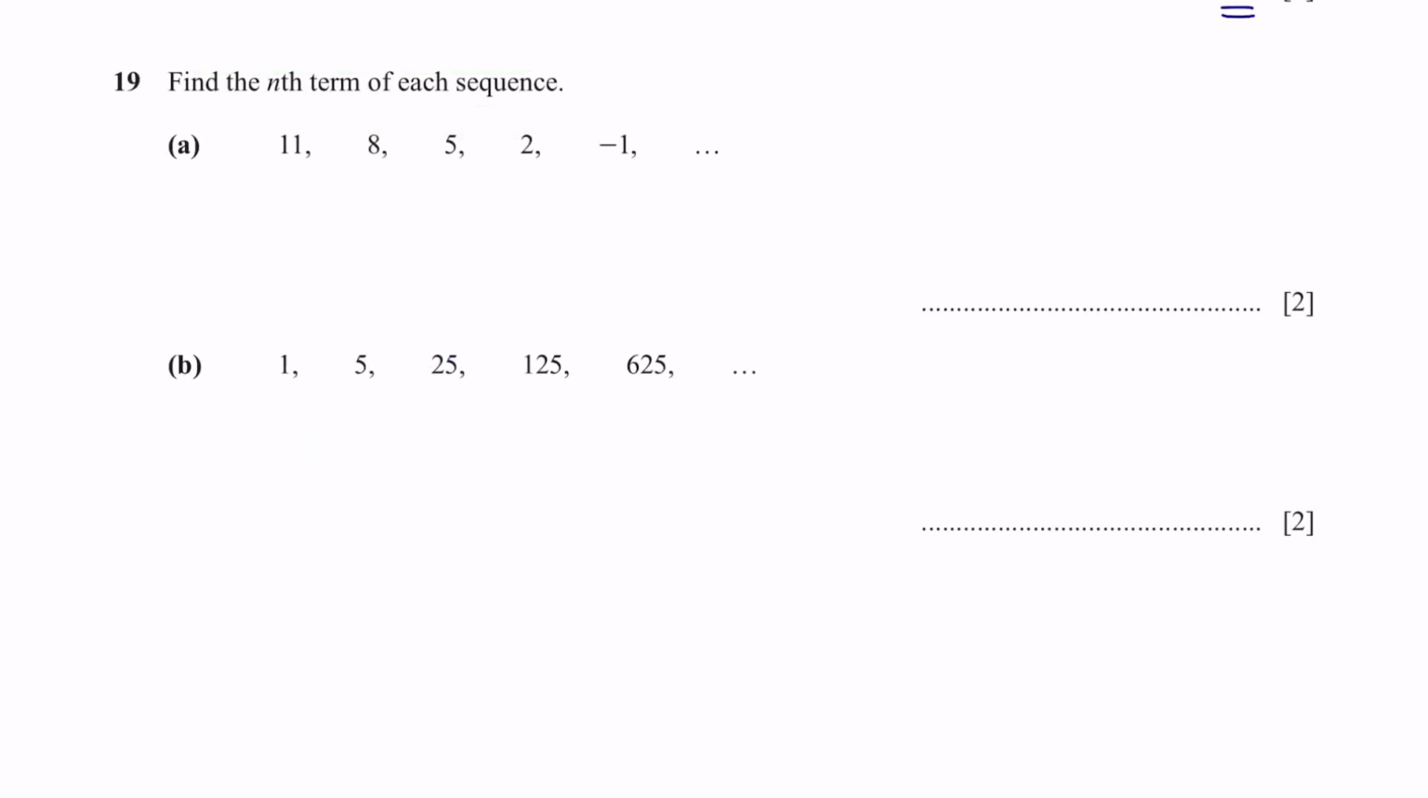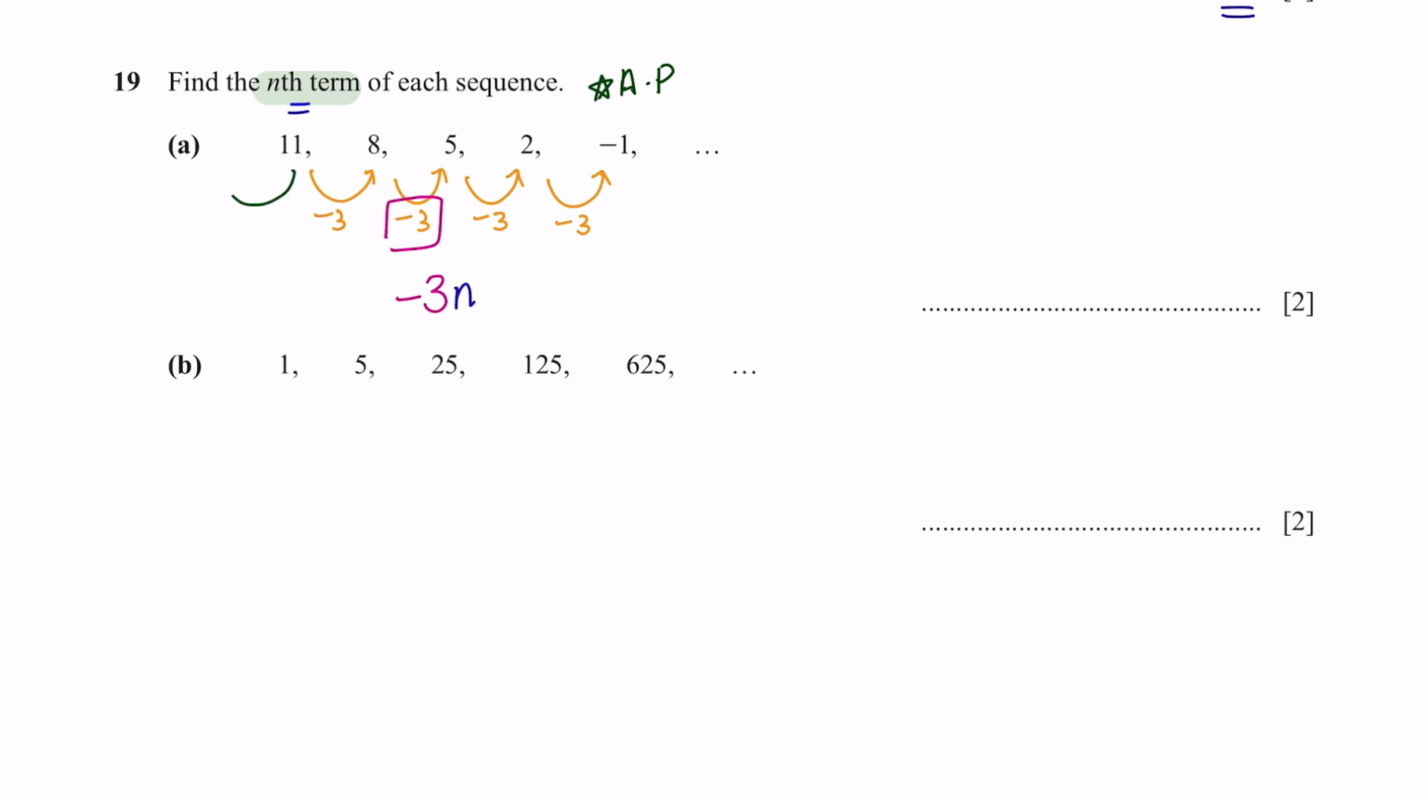Next, question 19. Find the nth term of each sequence. To do this, we first have to find out whether it is an arithmetic or geometric sequence. So the difference here is similar for every term, which is minus 3, meaning that this is an arithmetic progression. To find the nth term for an arithmetic progression is very simple. You take the difference, which is negative 3, and then you just put an n behind that value.